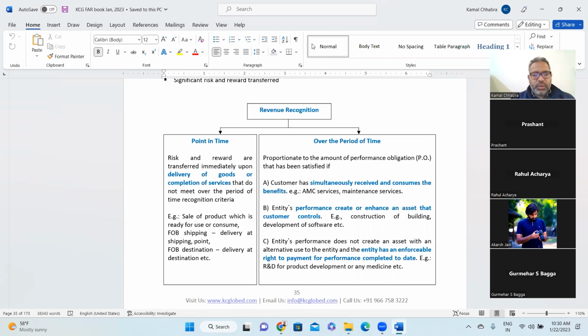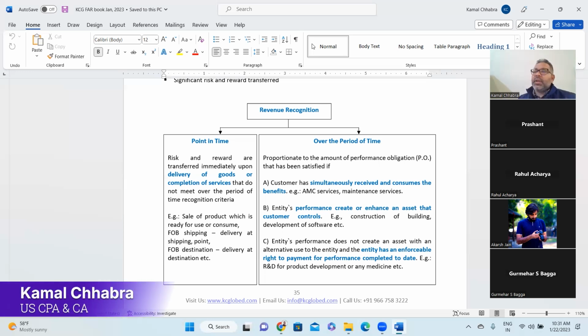Yes, absolutely right. So FOB shipping means when you transfer the material to the shipping point, from where the buyer will take the responsibility, your responsibility is over and your risk and reward has been transferred as and when you deliver the material to the shipping point. FOB destination means it's at their warehouse, at their company, at their doorstep. In that scenario, you'll recognize the revenue once it is delivered to the customer's place. That is the difference between these two terms, FOB shipping and FOB destination.